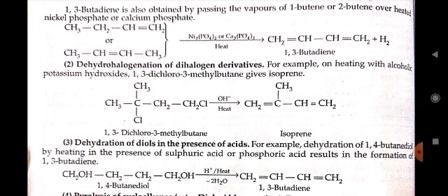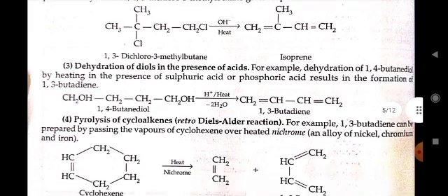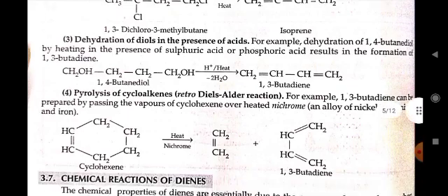Dehydrohalogenation of dihalogen derivatives. For example, on heating with alcoholic potassium hydroxide, 1,3-dichloro-3-methylbutane gives isoprene. Dehydration of diols in the presence of acids. For example, dehydration of 1,4-butanediol by heating in the presence of sulfuric acid or phosphoric acid results in the formation of 1,3-butadiene.